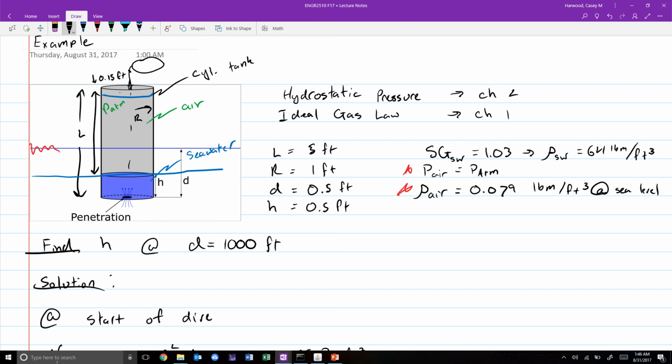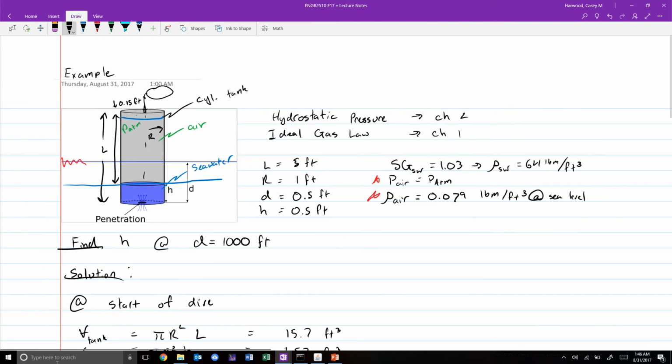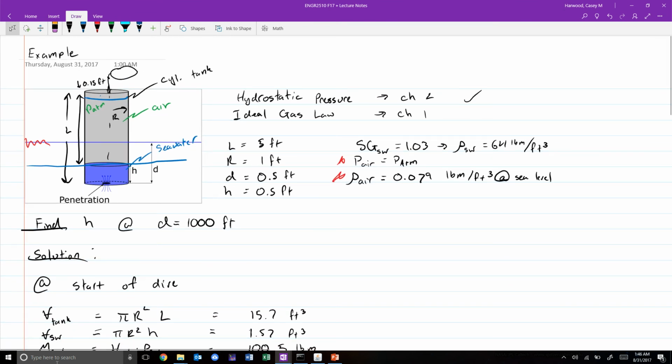So hopefully this has been a not overly confusing overview of how we can use hydrostatics and other means of calculating pressure distributions. We have an incompressible fluid and a compressible fluid in equilibrium, and we've applied it to calculating the tendency of some engineered system to float or sink.